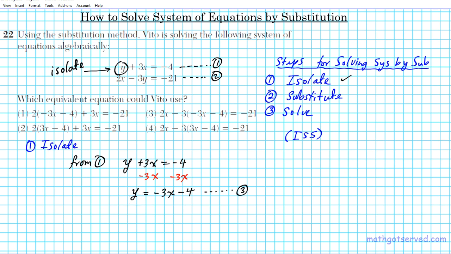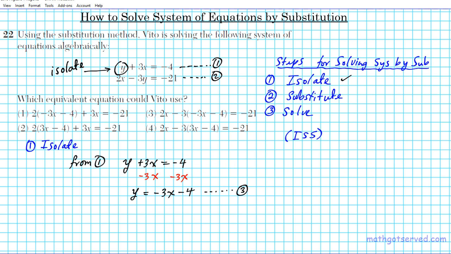Now step 2 is to substitute. We need to remember where equation 3 came from. 3 came from 1, so we're going to substitute 3 into 2. We can't substitute it back into where it came from. You have a circular definition. You're not going to get anywhere with that.